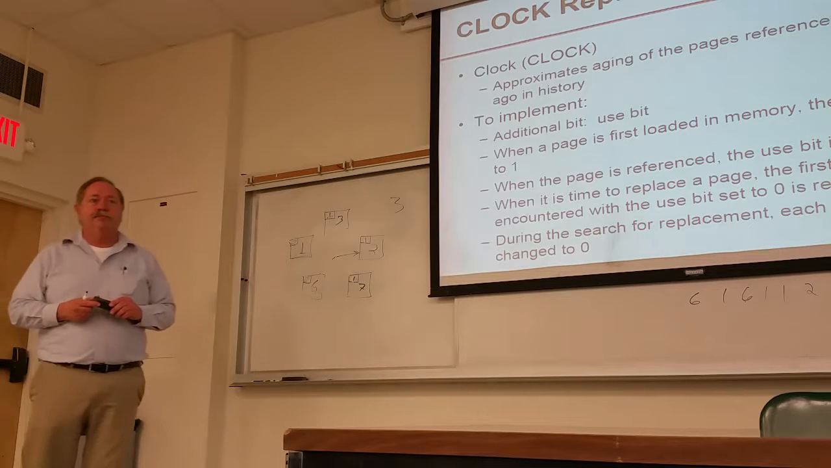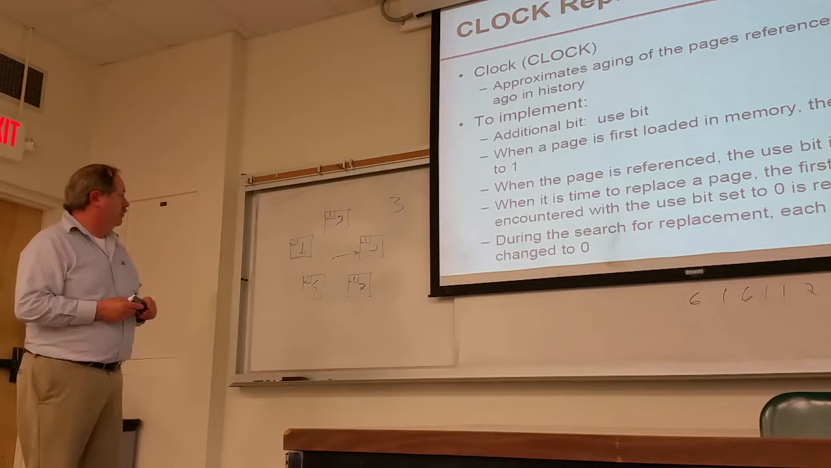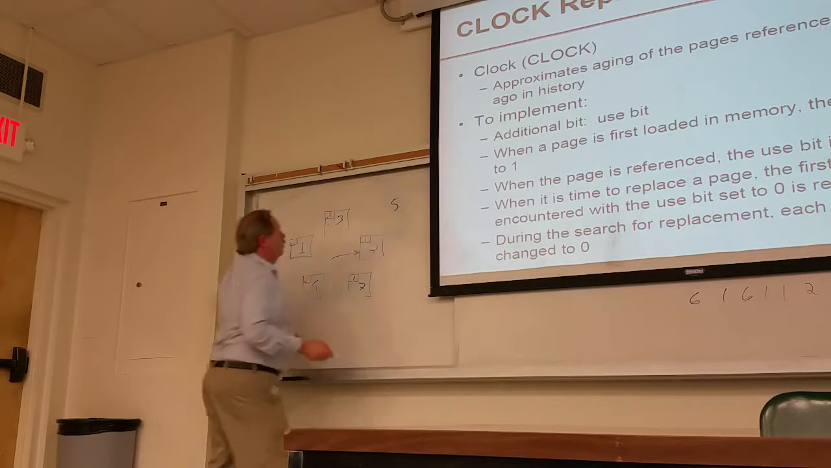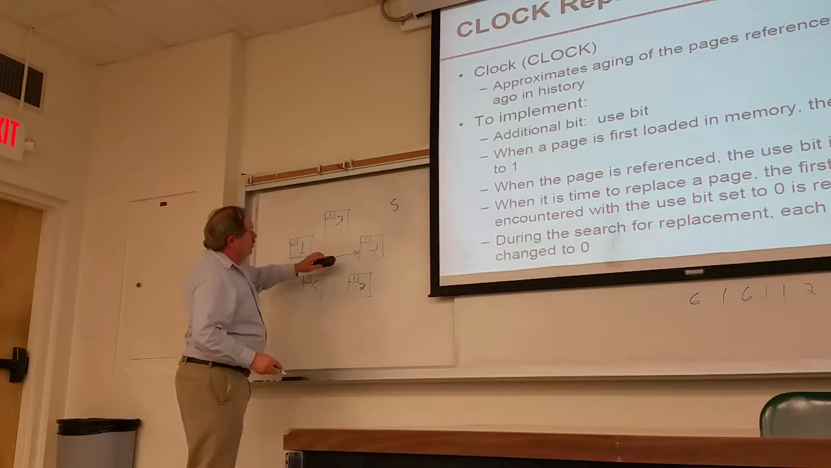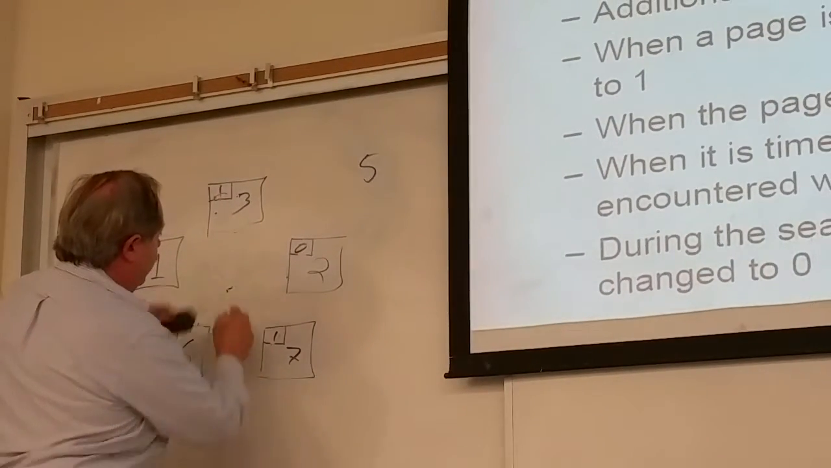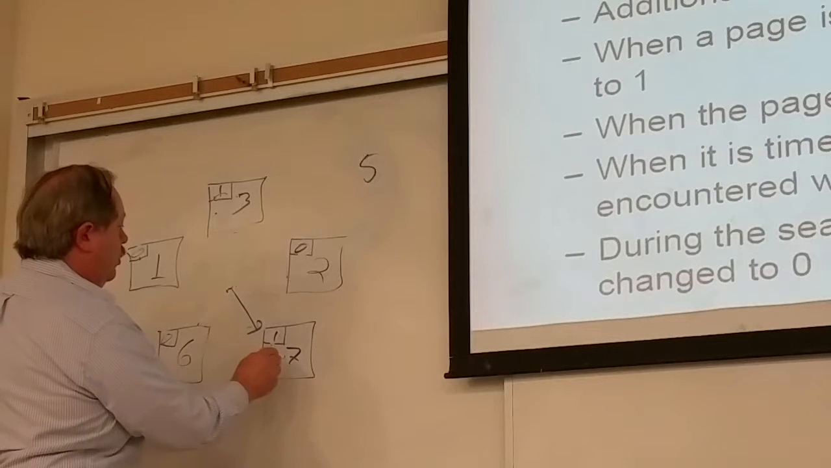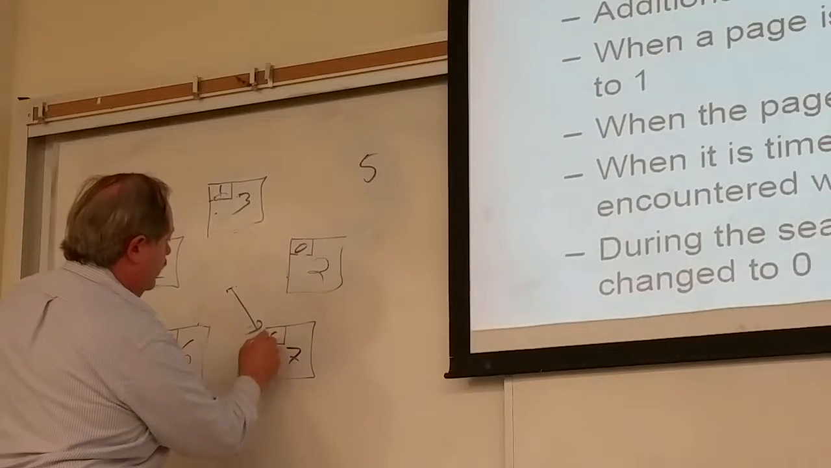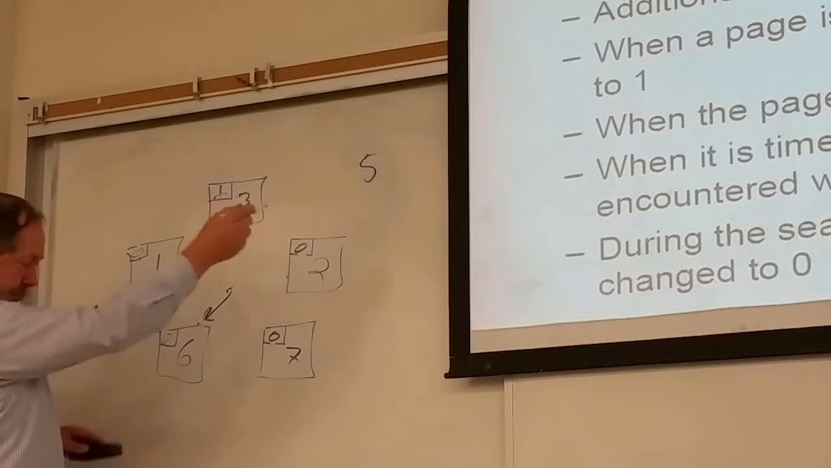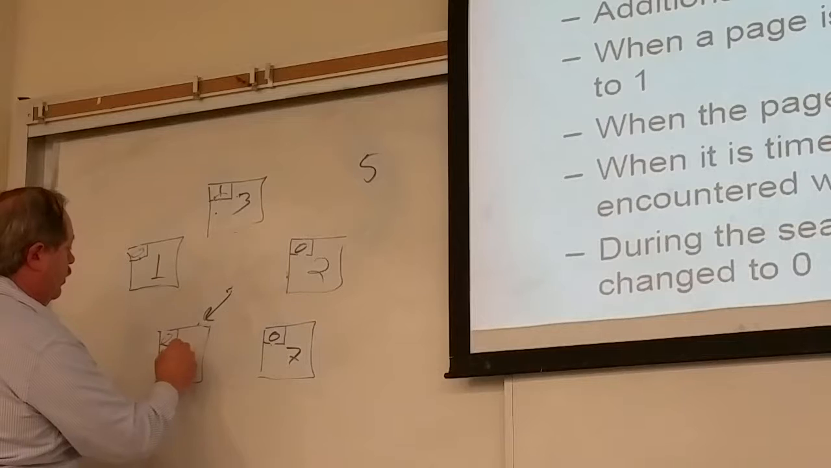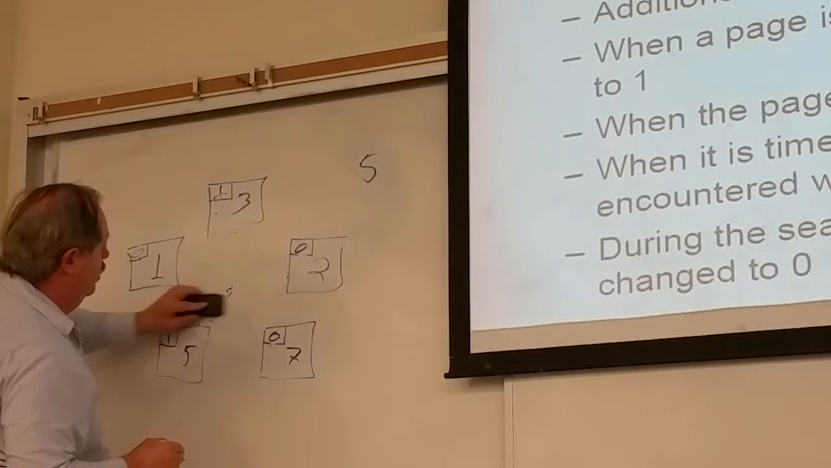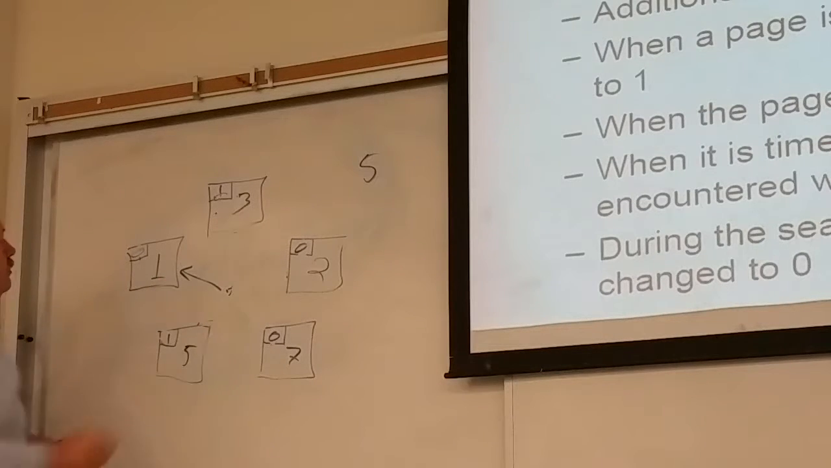Yeah. So we're going to put page 5, in that example, it would swap out with 6. So we want page 5. What I would do is, use bit is 1, set it to 0, increment the pointer. Use bit is 1, set it to 0, increment the pointer. Use bit is 0, exactly. 5 would go in there, set the use bit to 1, and increment the pointer.